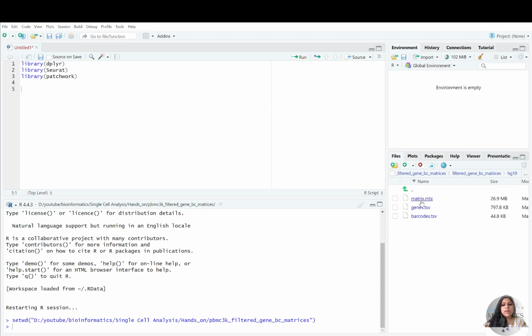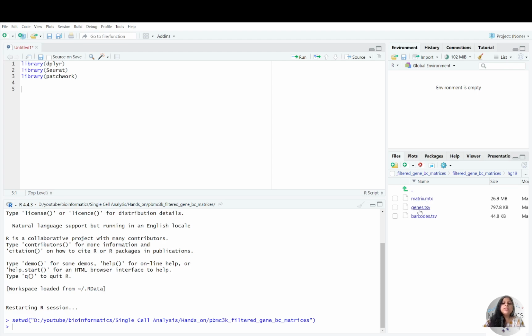Just for now, you understand that the matrix.mtx is a matrix where you have got genes on a row and you have got different cells on columns. So different columns are the different cells and rows represent the genes. And in each data sample is actually the expression level of that gene in the particular cell.